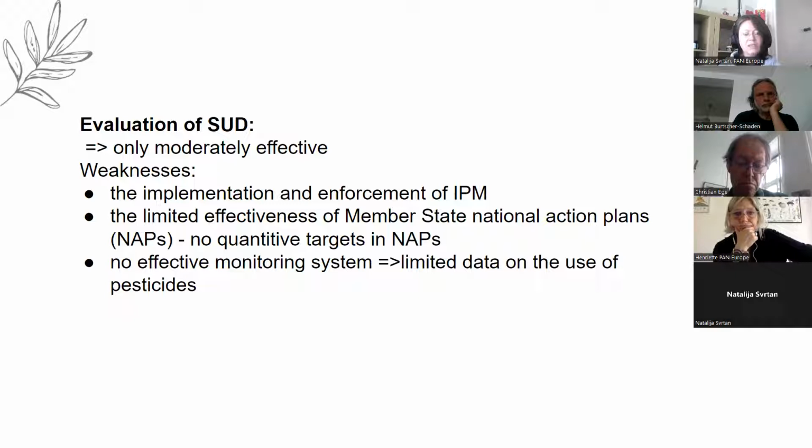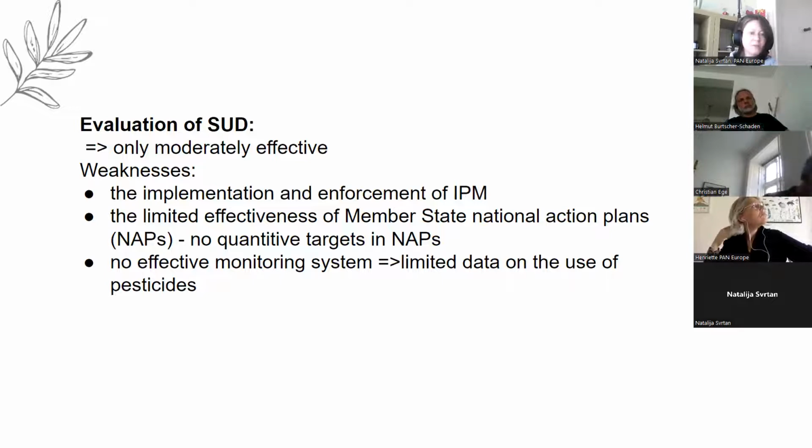Also, the member states did not put a lot of effort into establishing more effective national action plans. There were no quantitative targets, and member states did not put effort into reducing pesticide use. And as we already stated, there is no effective monitoring system. We have a monitoring system of pesticide sales, of putting active substances on the market, but we don't know where these active substances are used, on which crops, at what time, in which amount. So we need improvement of the monitoring system.